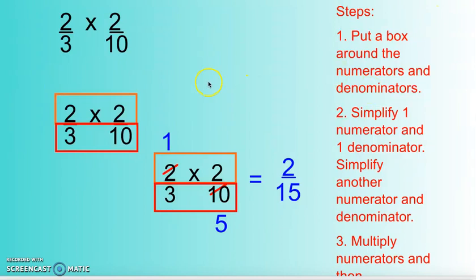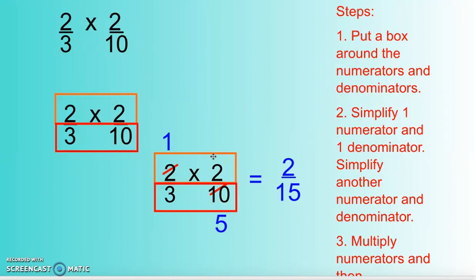First of all, we put a box around the numerators, a box around the denominators. Okay, so that's step number 1. Then we chose one numerator and one denominator. So if there is a number on the top out of our numerators that goes along with a number on the bottom, our denominators, we can put them together and then simplify them. So that's step number 2, is to try to simplify them.